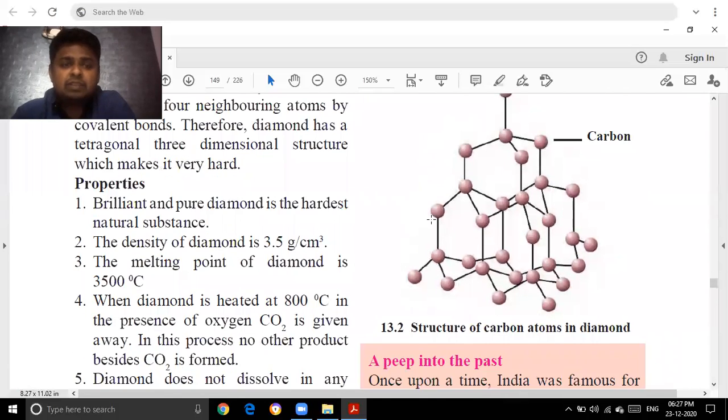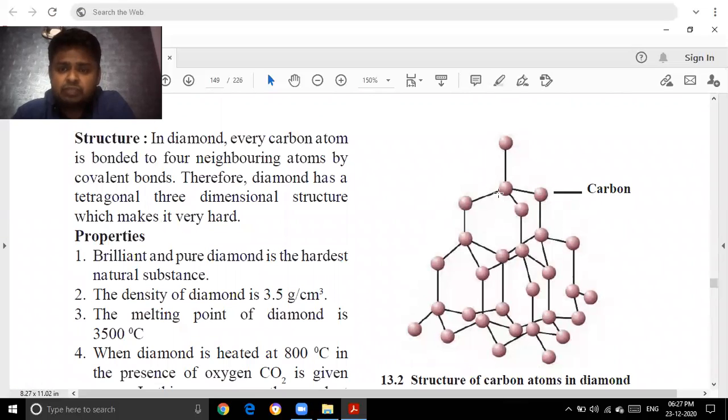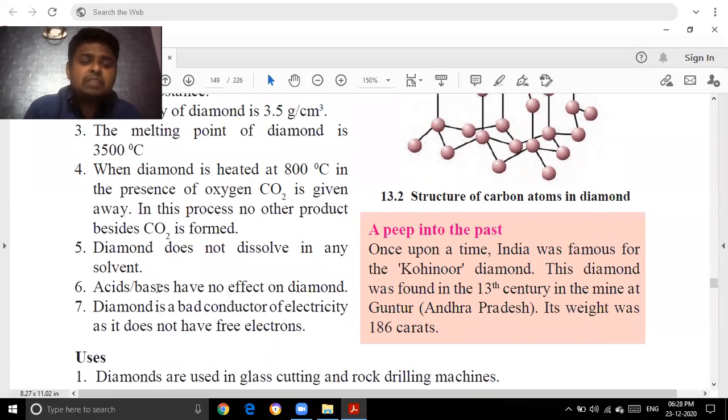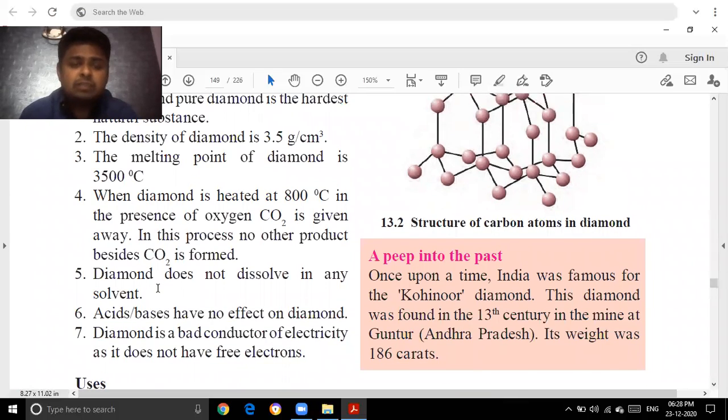Properties of diamond. You can see here carbon, all these circles are nothing but the carbon, and every carbon is joined to 4 other carbon atoms. So brilliant and pure diamond is the hardest substance which is naturally available. Density of diamond is 3.5 grams per centimeter cube. Melting point of diamond is 3,500 degrees Celsius, and if it is heated to 800, what will happen? It will react with oxygen to form carbon dioxide. Diamond does not dissolve in any solvent. It has no effect on acid and base, so acid and base do not react with it, and it is a bad conductor of electricity.